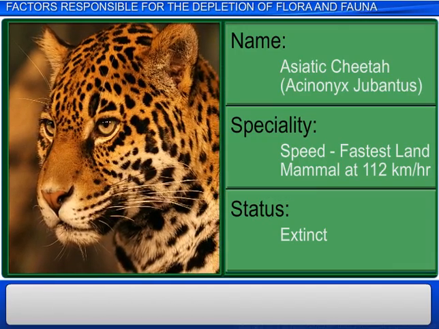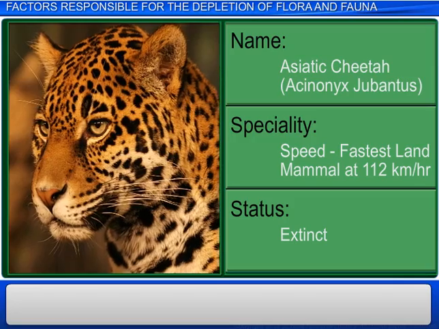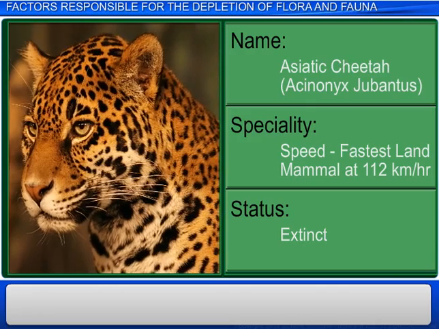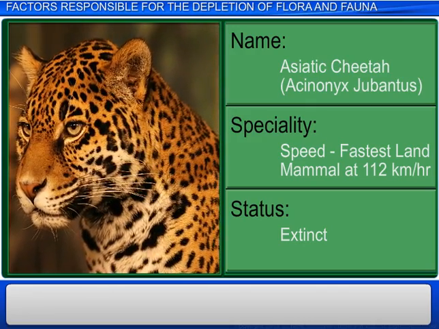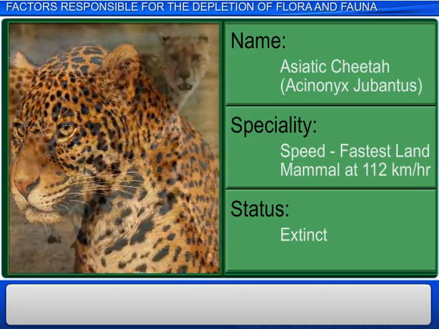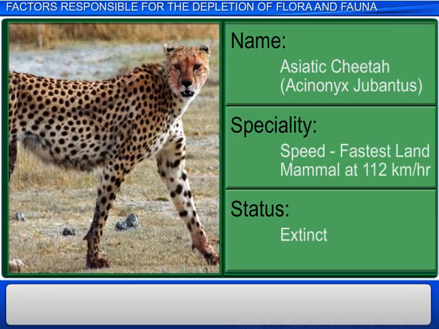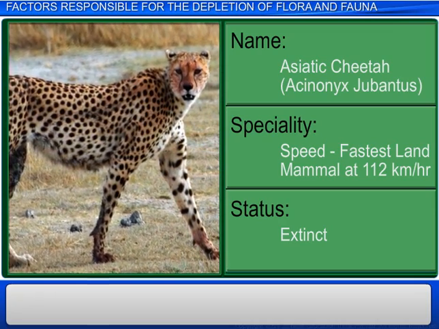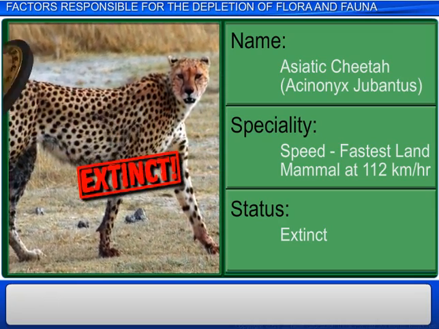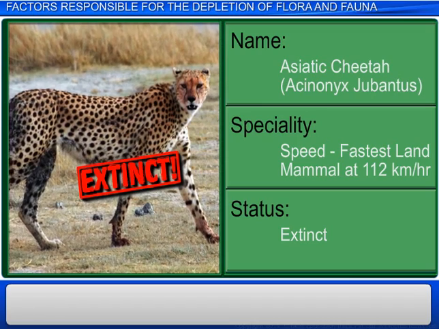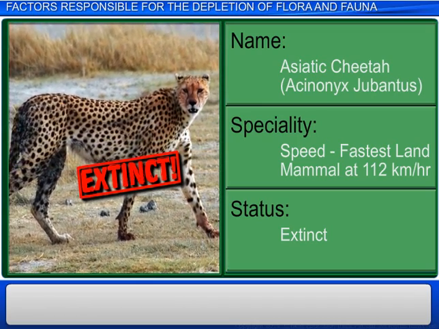Asiatic cheetah. This exotic cat, with distinguishing teardrop markings on its face, was once found throughout Asia. It became extinct in India in 1952 and is nearly extinct in other parts of the Asian continent due to loss of habitat and prey.